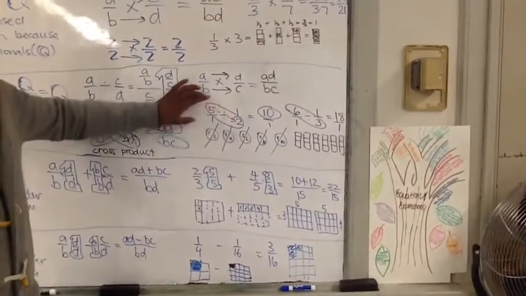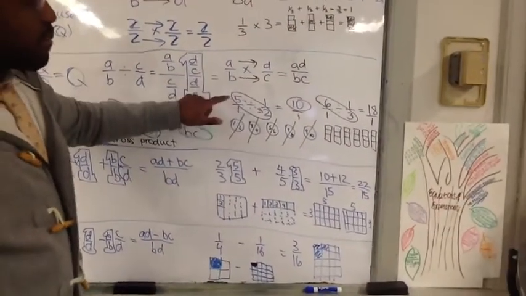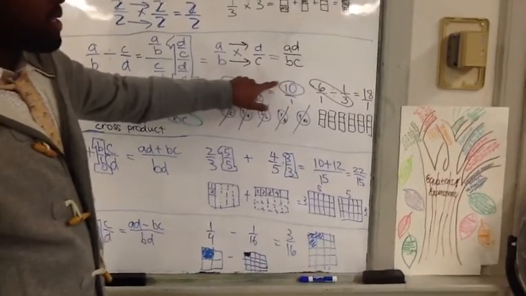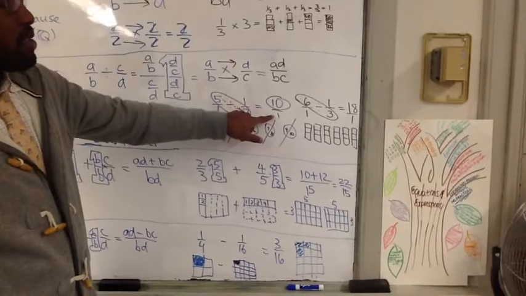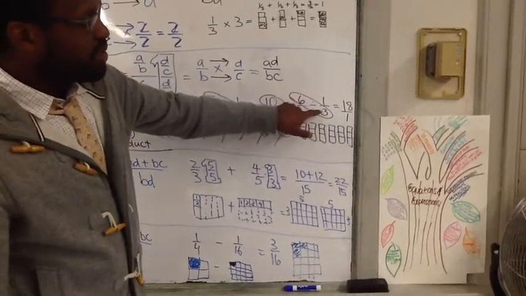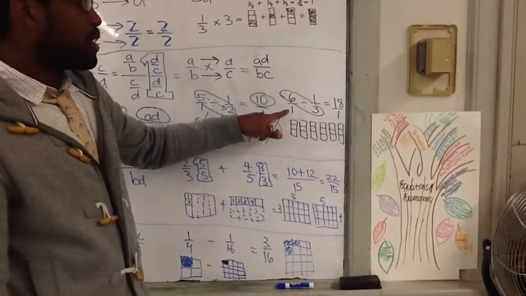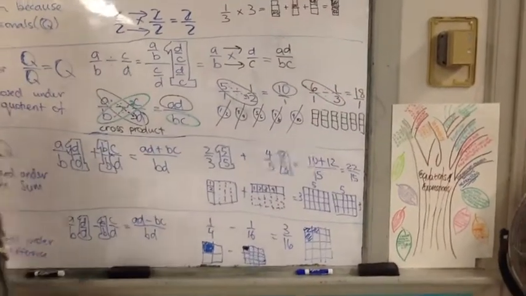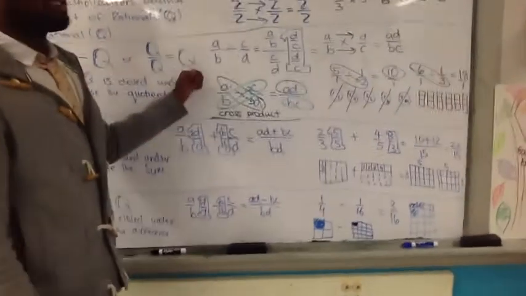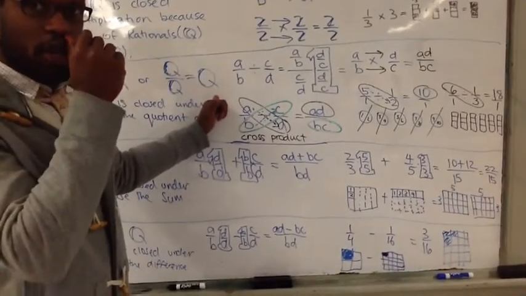An observation that students make is that if I multiply 5 and 2, I'll get 10, which is the numerator, and if they multiply 1 and 1, they'll get 1, which is the denominator. If they multiply 6 and 3, they'll get 18, which is the numerator, and 1 and 1, they will get 1, which is the denominator. The process that they're describing is called a cross product.